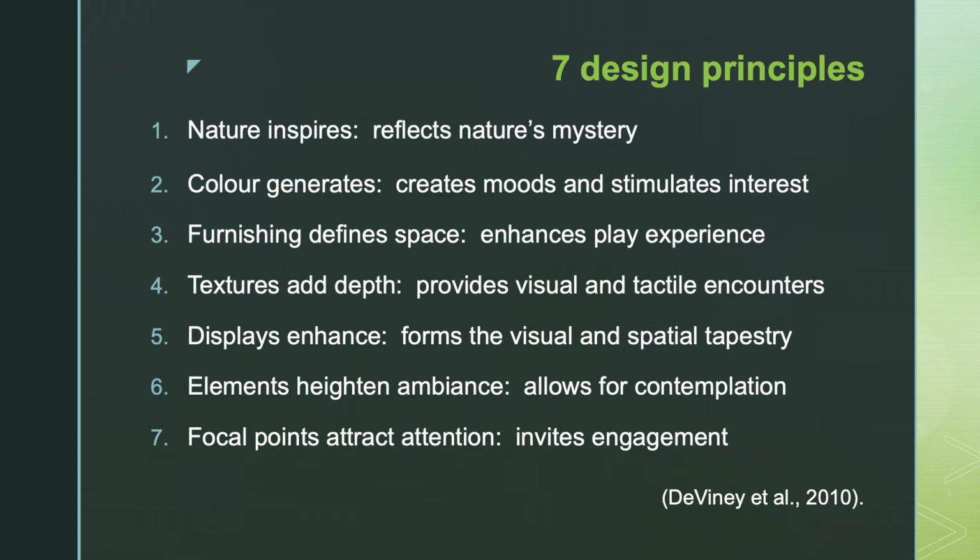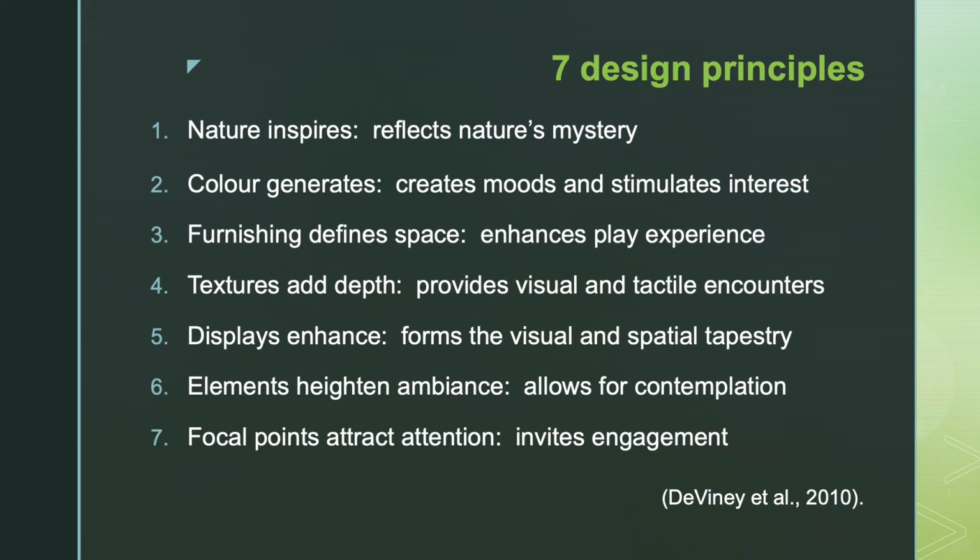The other thing is color, and there are all the different colors that we can use that come from nature, whether it's the green trees, a red rock, or yellow stalks of corn. Basically, color creates moods and stimulates interest. The other thing is furnishing, and how we decide to furnish the space is going to define it, and it's going to either enhance or not enhance the play experience. So we want to give a lot of careful thought to how we furnish the space.